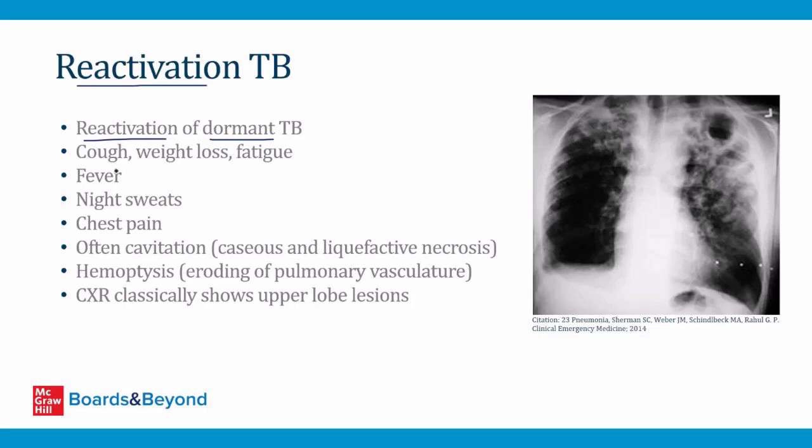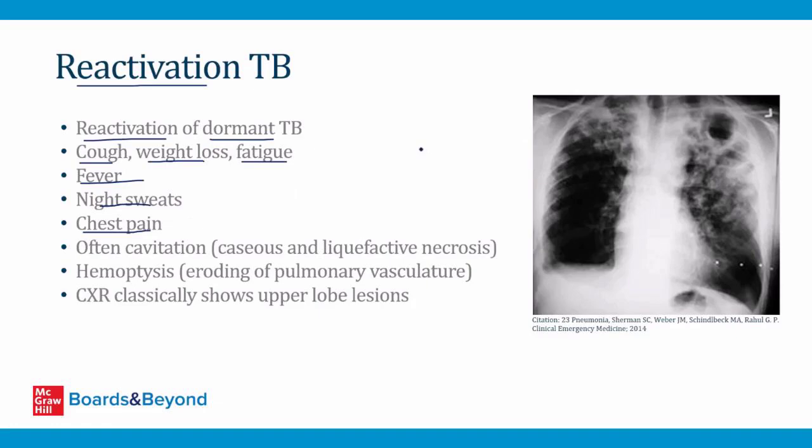So when tuberculosis reactivates, it usually does so in the lungs. So this leads to symptoms like cough, but also the chronic inflammation leads to symptoms like weight loss and fatigue. Patients can develop fever and night sweats. There can be chest pain from lung inflammation that irritates the pleura and the chest wall.